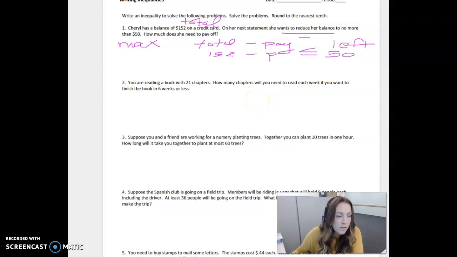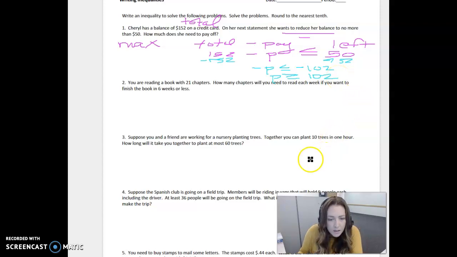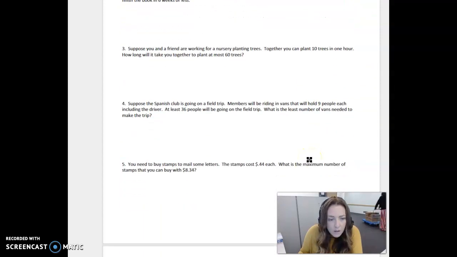So then if we want to solve this, let me see if I can get a different color. All right. I want to get P by itself, so we're going to subtract 152. So I get negative P is less than or equal to negative 102. Divide both sides by negative 1, which reverses your symbol. So I'm going to have to pay more than $102. Okay? So let's find one that is the other symbol.